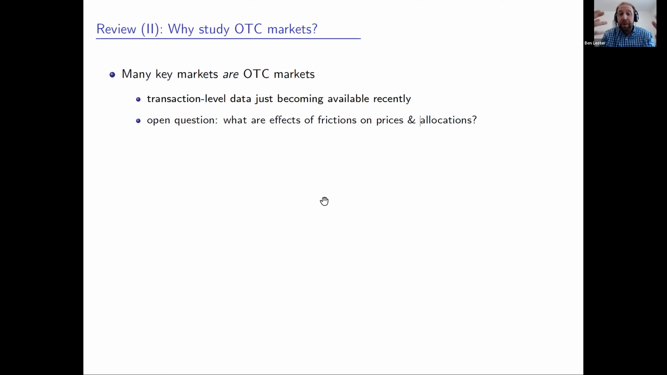And so with better data, we're also writing down richer models, trying to answer, I think, ultimately one of the more important questions in this literature, which is: what are the effects of various types of frictions that I mentioned on the previous slide, including spatial frictions or trading frictions, meaning it sometimes takes time to locate a counterparty, but also various types of information frictions? What are the effects of these frictions on prices and allocations?